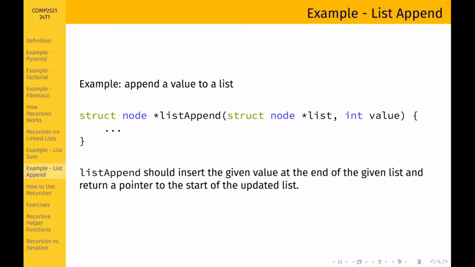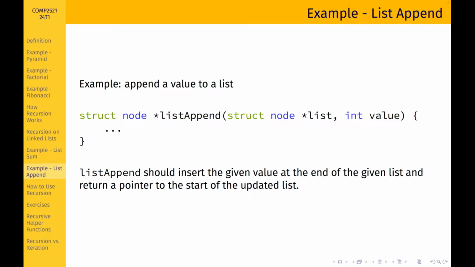Now, the first thing we should consider is why does the function return a pointer to the start of the updated list? So why does it need to do that? Any ideas? Yeah. If it's appending to an empty list, you have to return the pointer to that first element.